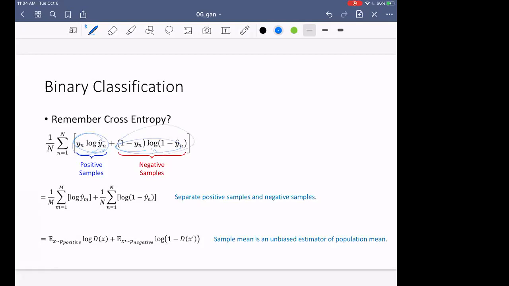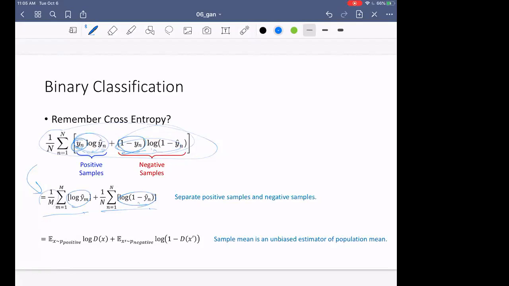And because of that, we can break this cross entropy down into two separate terms like this. This is the positive sample term, and this is the negative sample term. So we've already distinguished the two cases, and we don't need these anymore. We're only left with the log terms here, separating positive samples and negative samples.